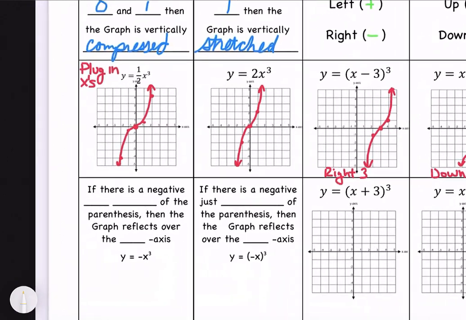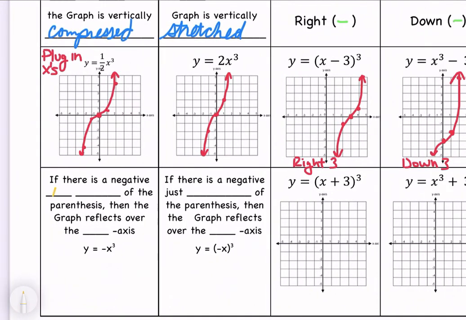If there's a negative in front of the parentheses, then the graph reflects over the x-axis. Look at that one. That means it's in front of any parentheses. There's none there. If there's a negative just inside of the parentheses, then the graph reflects over the y-axis. This is kind of the horizontal stretch and compression that we talked about a little bit before.